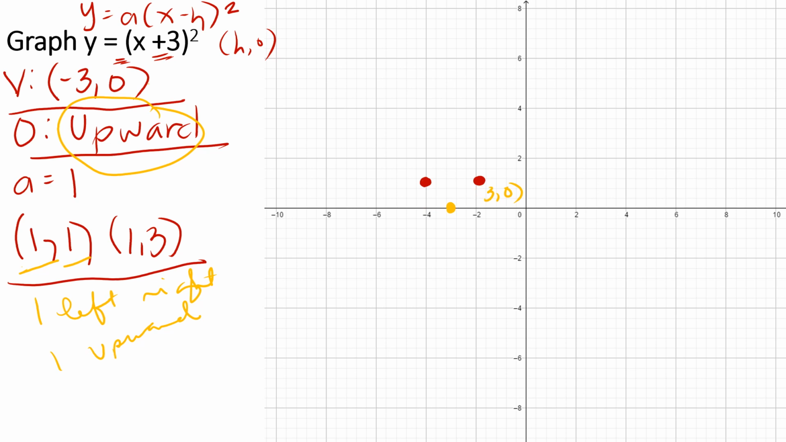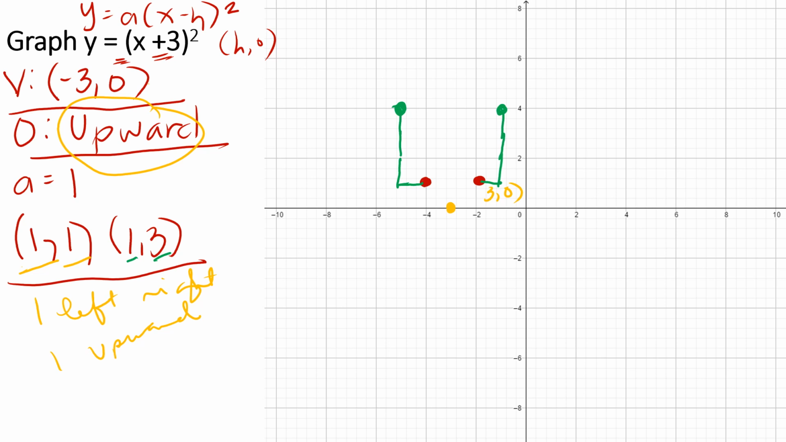Then, let's proceed to the next pattern. 1 to the left and right, and then 3 units upward. So, 1 to the left and right, then 3 units upward. 1, 2, 3. Ito. Ganun din dito. 1 to the left and right, then 3 units up. 1, 2, 3.